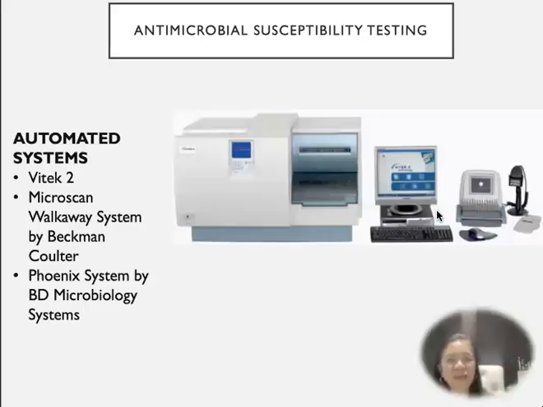Okay? And of course, we can also do your automated systems dito sa ating AST. So meron na tayo ng Vitek 2, no? Aside from bacterial identification, you can also perform AST here in the Vitek 2. You can also have MicroScan WalkAway systems. No? You have the Beckman Coulter. You have the Phoenix also by BD. Ayan, so marami na tayong nagagamit na machines sa laboratory, no? For your susceptibility testing. Okay?